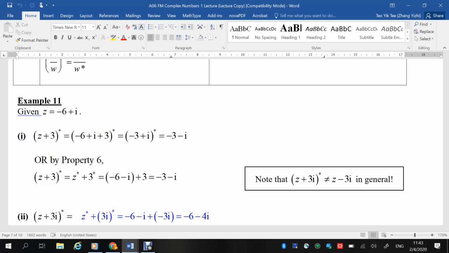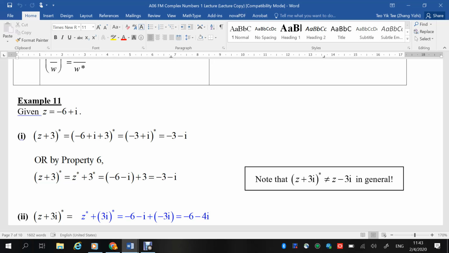The question is actually, given that z equals minus 6 plus i, find z plus 3 conjugate. That's the question. So you just add on, given that z equals minus 6 plus i, part 1, you're supposed to evaluate z plus 3 conjugate. So how to do something like that? Nothing really fantastic, just replace your z by minus 6 plus i, leaving the conjugate on the outside.